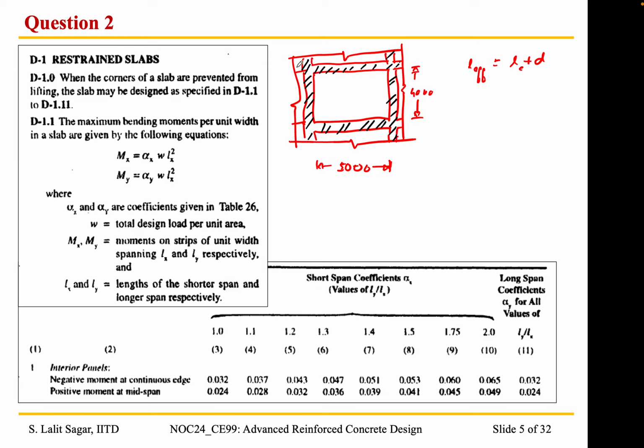I'll write here because of the paucity of space. So I'll start with W, self weight. I've given the thickness of the slab as 150 mm, so 25 into 0.15 is 3.75 kPa.